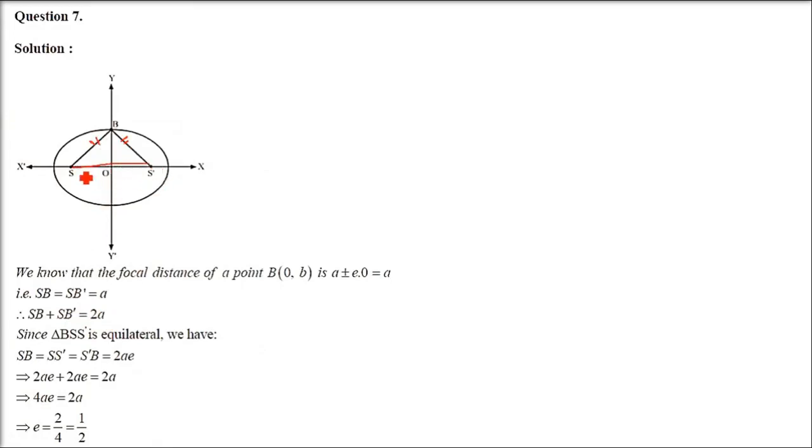So SB plus S dash B is 2a, and SB and S dash B are equal, and this is equal to SS dash. But SS dash, what is the distance between the foci? In an earlier question we have seen, it is 2ae. So SB is 2ae, and this BS dash is also 2ae, and the sum equals 2a. So you get 4ae equals 2a, and from here you get e as 2a by 4a, which is 1 by 2. Eccentricity is half here.